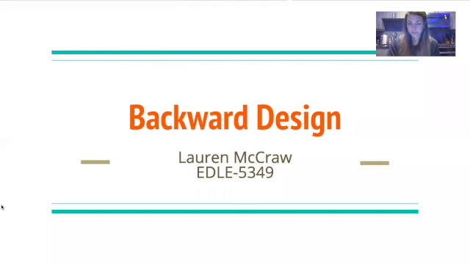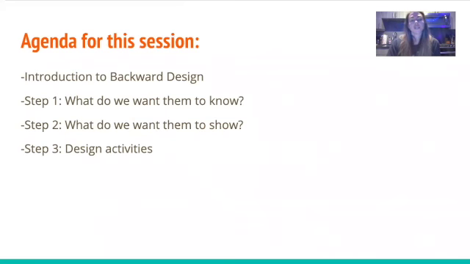So of course, the title of today's session is backward design. What we're going to focus on in this session is the introduction to the term. We're going to talk about the 3 steps of backward design. Step 1 is what do we want the scholars to know? Step 2 is based on after the instruction, what do we want them to be able to show? And we're going to define what mastery looks like. And then step 3 is we're going to design activities. Okay, so we're going to talk about the beginning, the end, and all that fits in the middle.